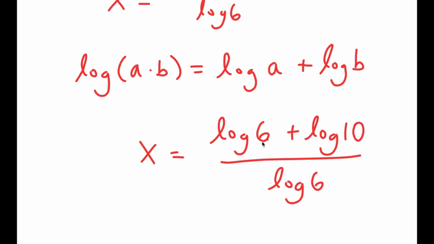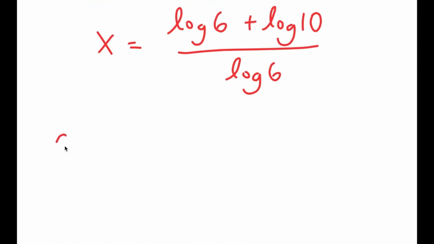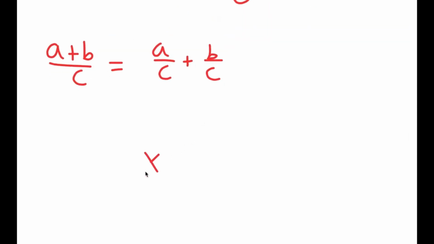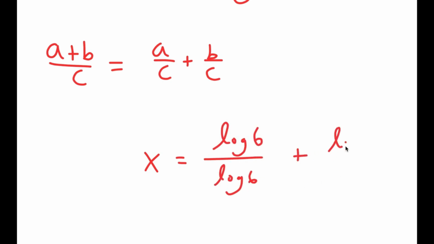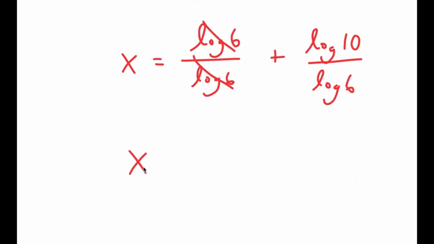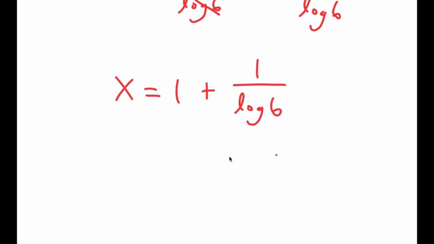Now, from here, if I have something in the form a plus b over c, this is equal to a over c plus b over c. So log 6 plus log 10 over log 6, I can write this as log 6 over log 6 plus log 10 over log 6. Now, log 6 and log 6 cancel out, so I get x is equal to 1 plus log 10, which is also equal to 1, so I have 1 over log 6.